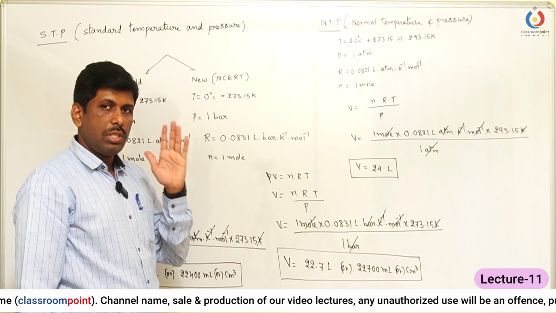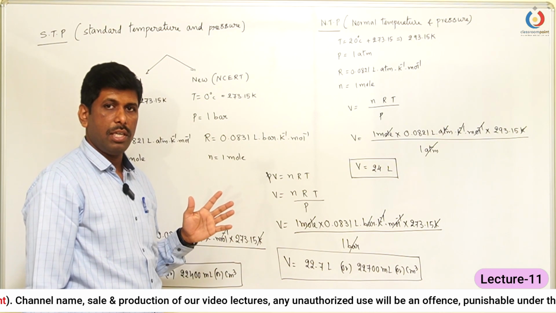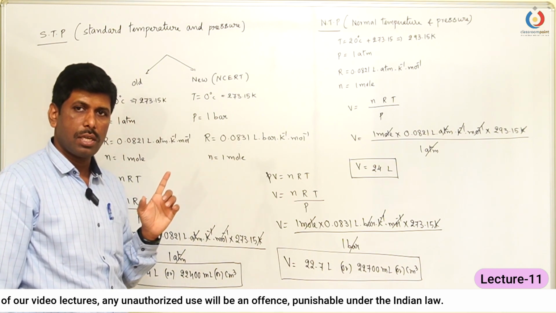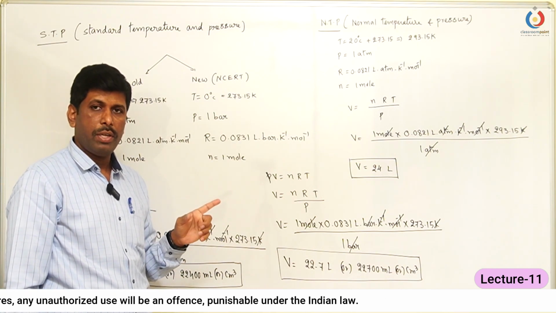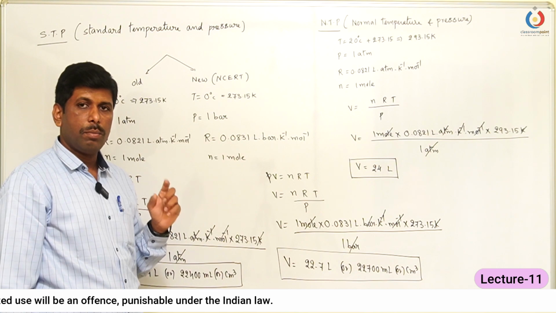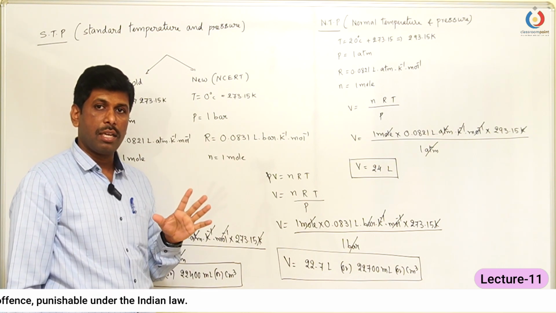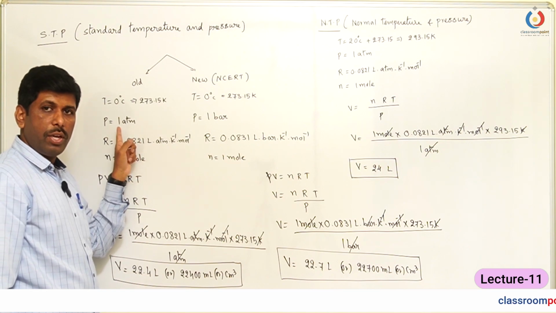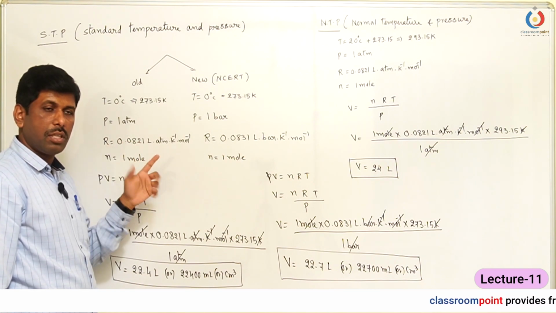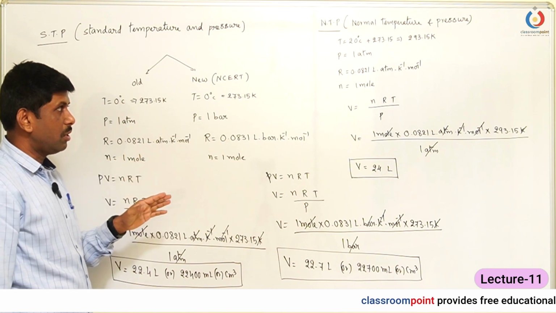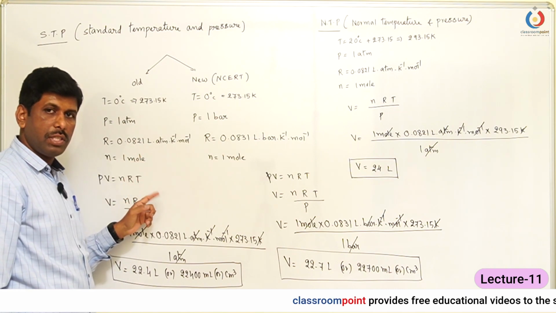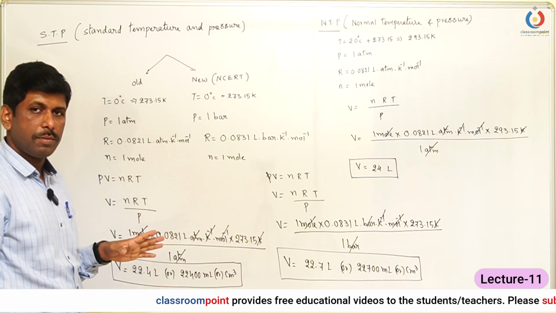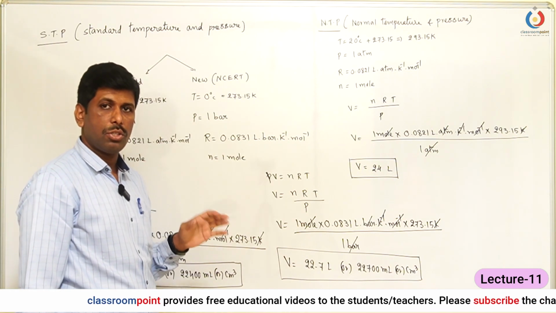Whether you are using the STP condition or NTP conditions, both are applicable only to gases. These are not applicable to either liquids or solids. Why? Because both liquids and solids are incompressible, so the pressure effect is negligible. Whenever you apply pressure on liquids or solids, the effect is negligible. That is the reason why PV = nRT, the ideal gas equation, is applicable only to gaseous substances, not to liquids or solids.